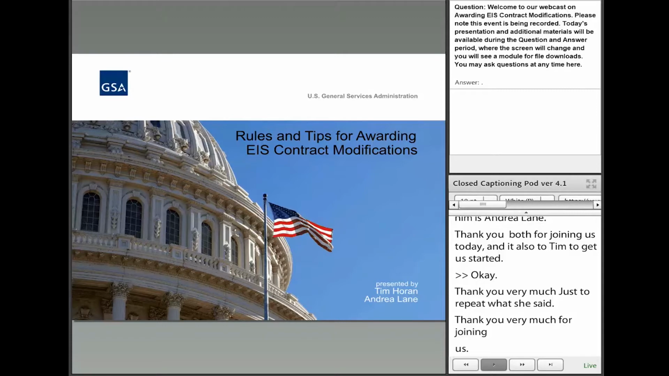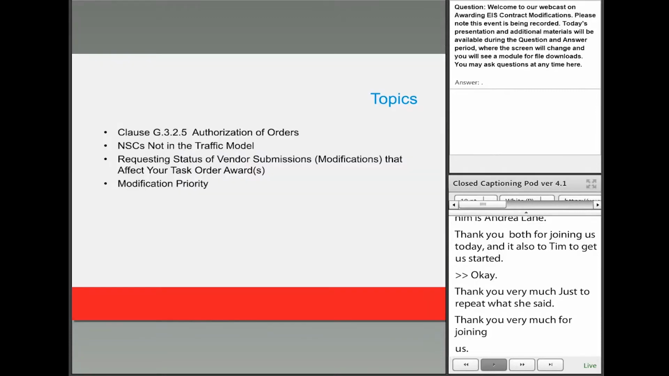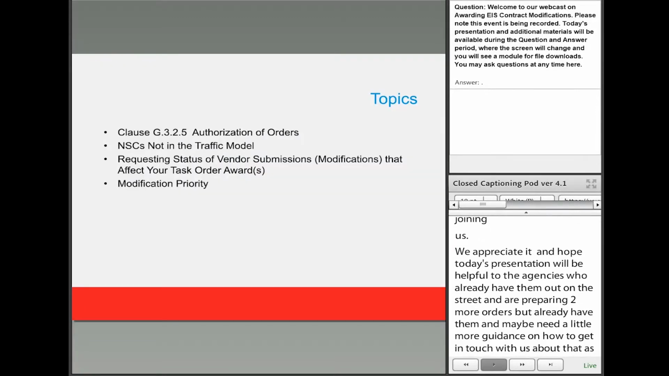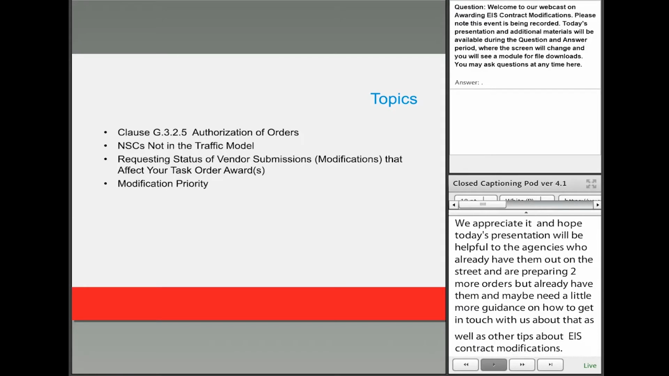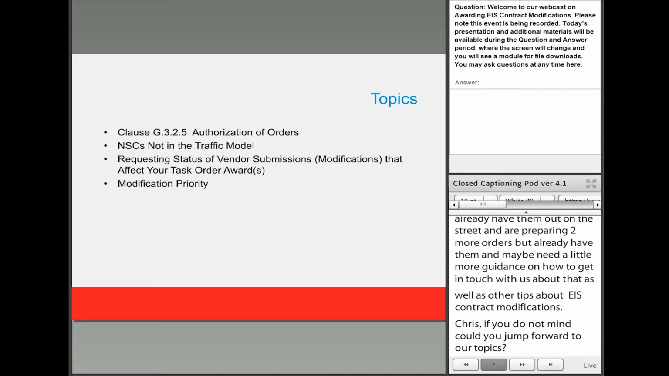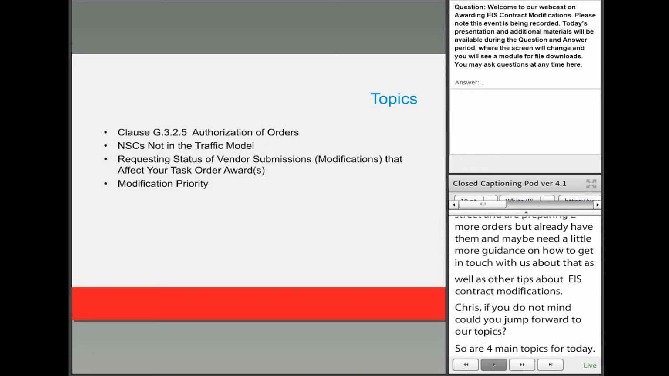So, Chris, if you don't mind, could you jump forward to our topic screen? So our 4 main topics for today are Clause G325, which is the authorization for orders, the network site codes not in the traffic model, requesting status of vendor submissions, i.e. modifications that affect your task order awards, and our modification priority.